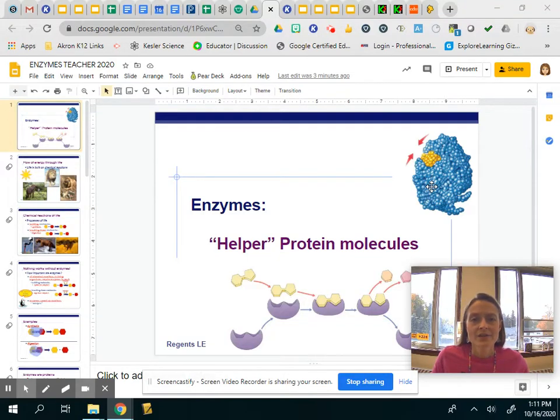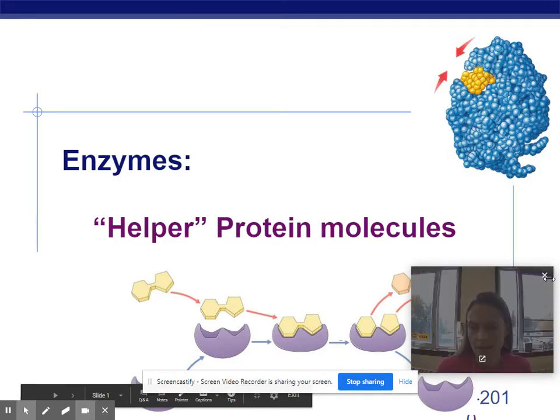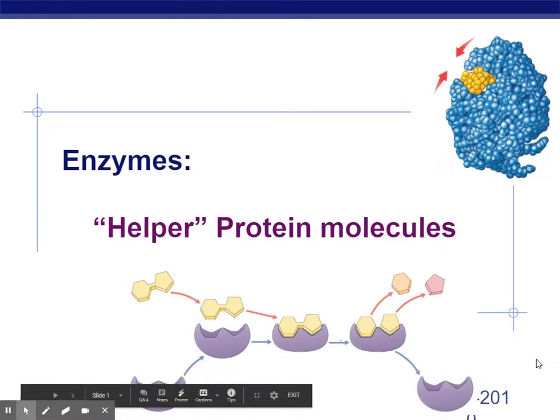Hi class. So we're on the topic of enzymes, and normally we would do notes together in class, but I think I'm just going to go through these notes with you, and you'll just sit back and watch them, and these will be a resource for you. So let's talk about these enzymes here. I'm going to remove my picture, I think, so that I'm not in your way. Hide this out of the way.